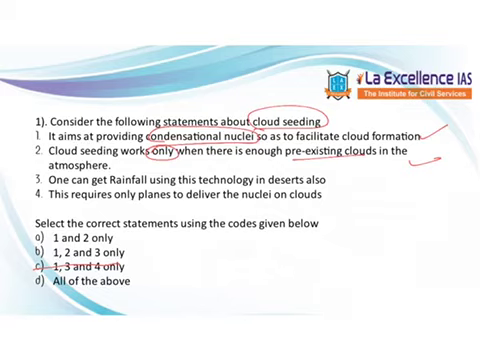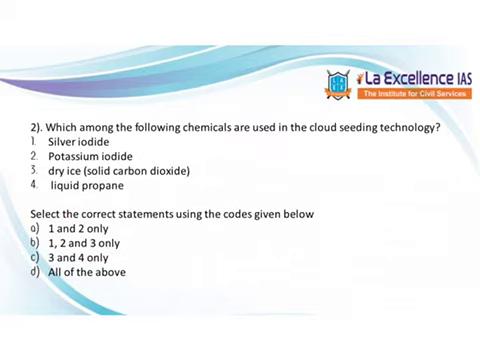Then, one can get rainfall using this technology in deserts also. But in deserts, because of the low moisture content, there are not enough clouds, because of which we cannot use this technology in the deserts. So when 3 is eliminated, B cannot be the answer, and D also cannot be the answer. So the option is A. And the last one, this requires only planes to deliver the nuclei on clouds. It is not required to have a plane. We can simply spray it on the ground. Answer is A.